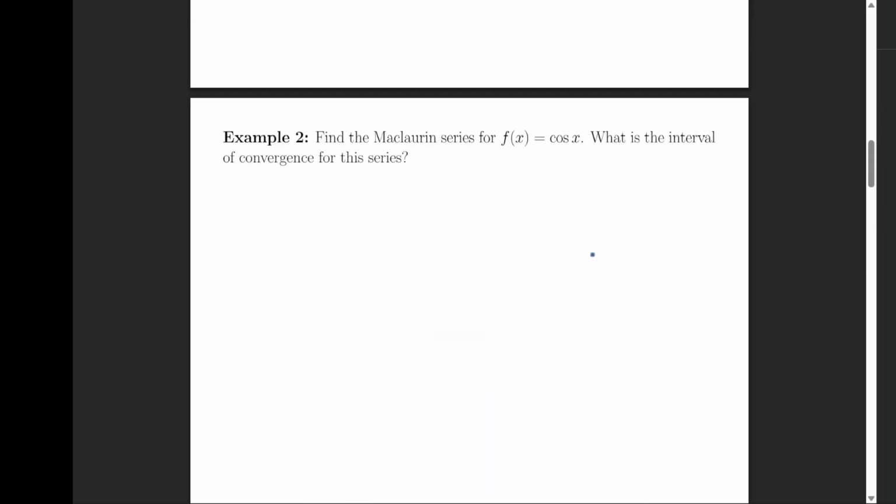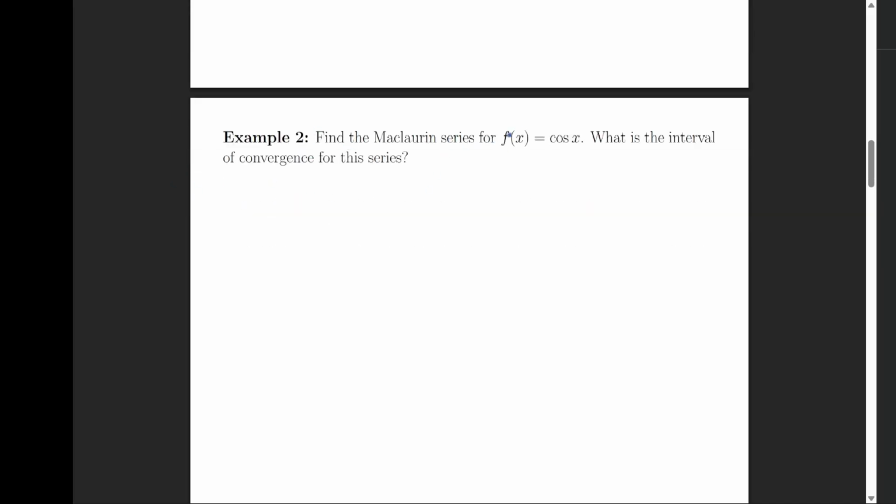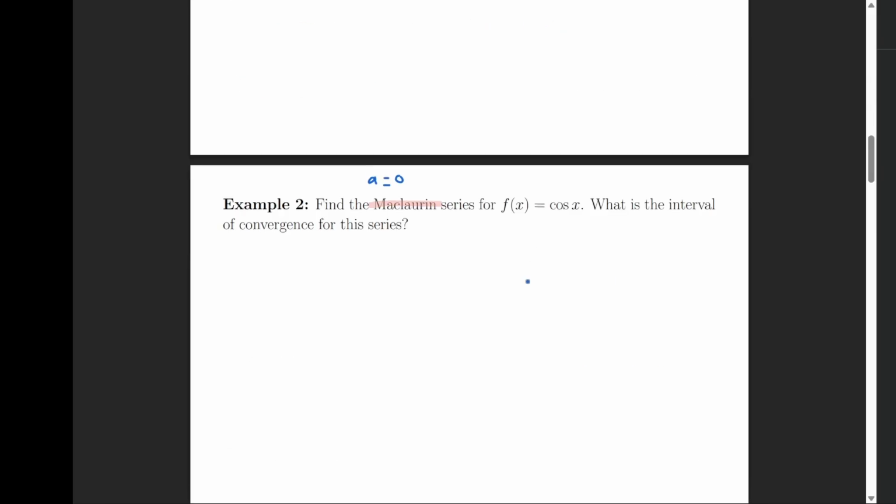So I'll write in blue. So question: find the Maclaurin series for f(x) equals cosine x. What is the interval of convergence for the series? Okay, so immediately it says Maclaurin series, so we know that a is equal to 0, right? And then the Maclaurin series equation from up here, so we can write that.